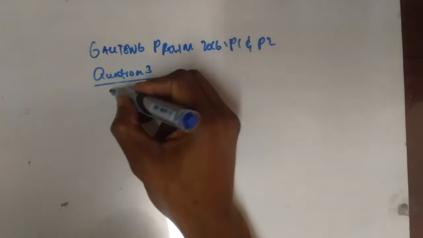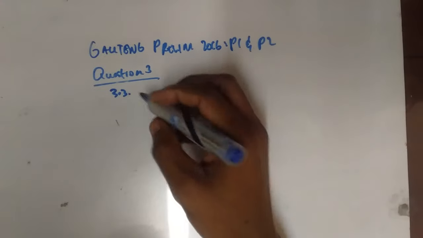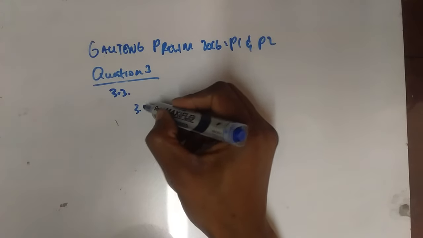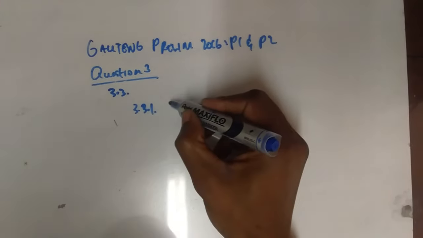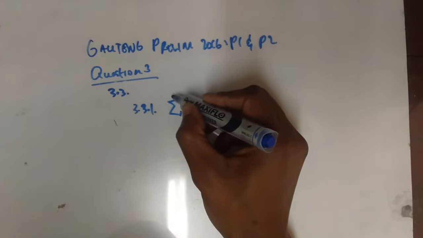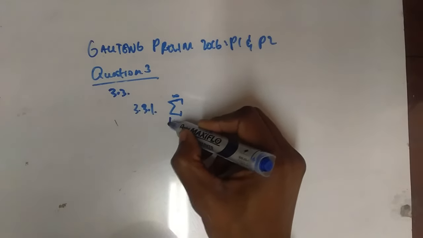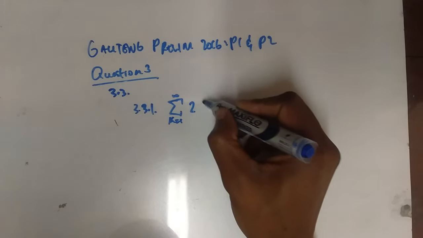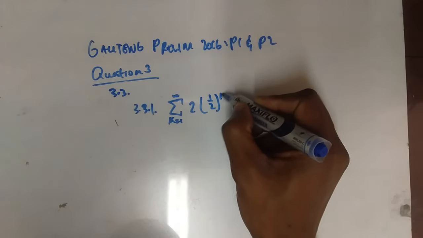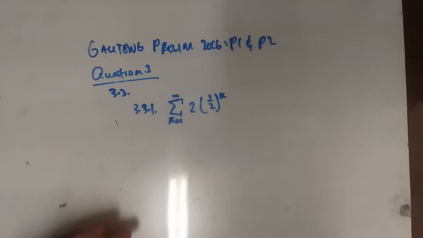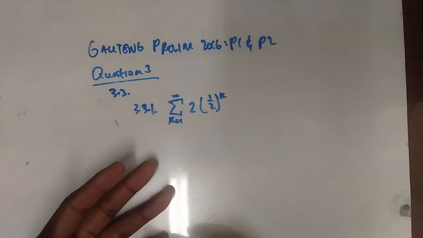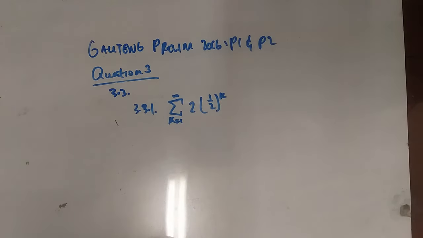So subsection 3.3, they just say calculate. So 3.3.1, this is what you are told to calculate: the sum from k equals 1 to infinity of 2 times (1 half) to the k. They just said calculate the sum, so this is a sum to infinity, and I know most of you know the sum to infinity.